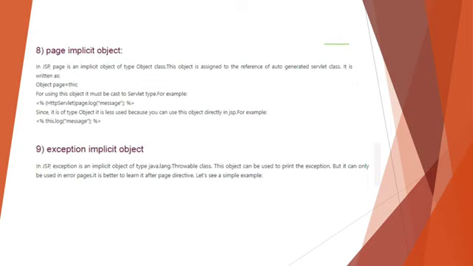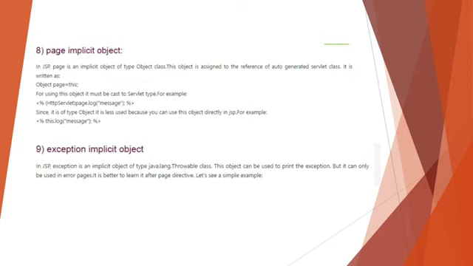Okay, so in JSP, page is an implicit object of type Object class. This object is assigned the reference of the auto-generated servlet class. How can it be written? This is the example of it: Object page = this. And this is all about the page implicit object.